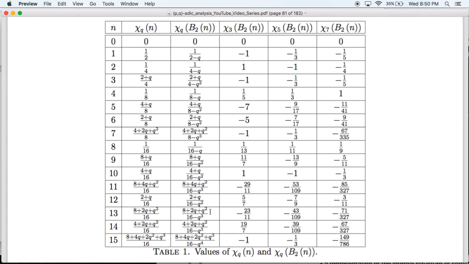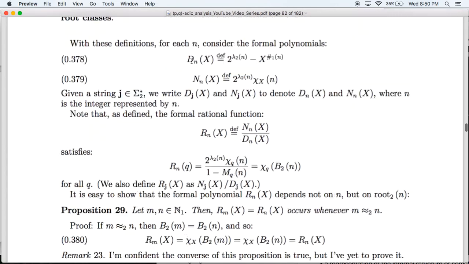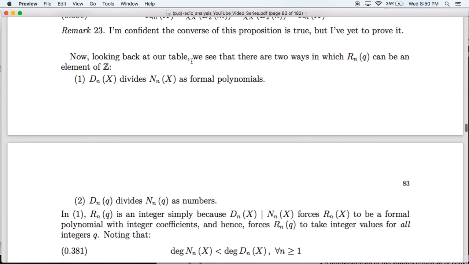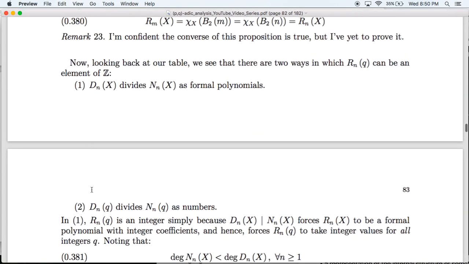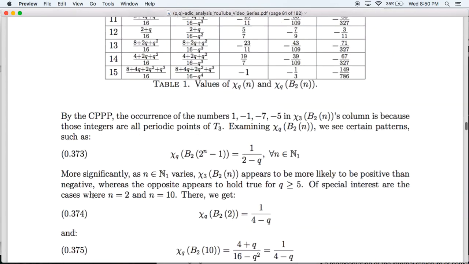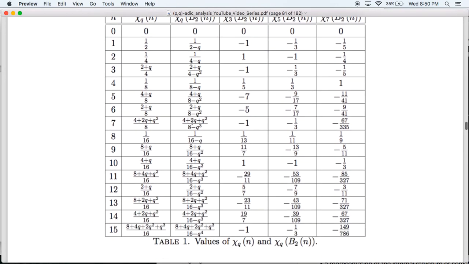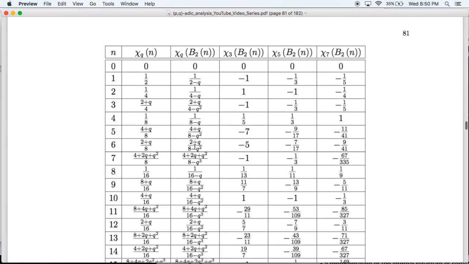However, if you look, and this is very easy to show, the numerator always has degree at most one less than the degree of the denominator. So this divisibility can never occur. As a result, the only way that we get the other alternative is that rather than the divisibility occurring in this formal rational function, it occurs after we evaluate at a particular value of q.